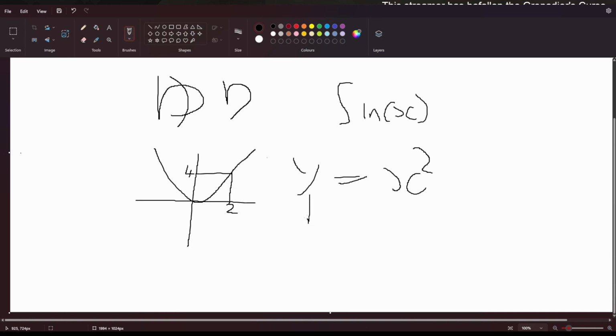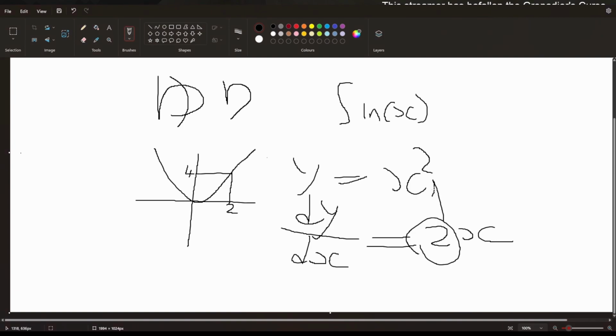But basically, this just means differentiate. dy by dx. Don't ask any questions about it, you're better off not knowing. Equals 2x. Now, do you notice a link between them? Do you see anything that could link the two?